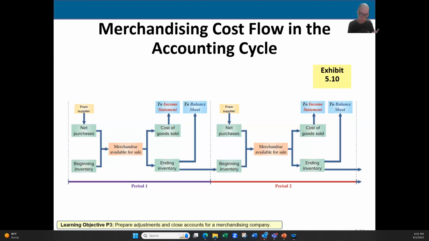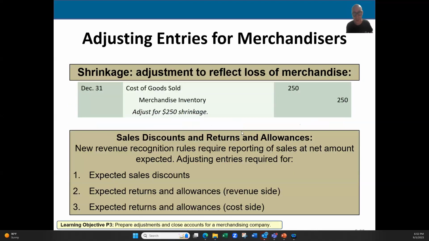In the second month, I made more purchases plus the beginning inventory equals merchandise available for sale. Whatever I sell becomes cost of goods sold and ends up on the income statement. The remaining balance becomes ending inventory. It stays on the balance sheet. That goes to next month. You see? A continuous flow.